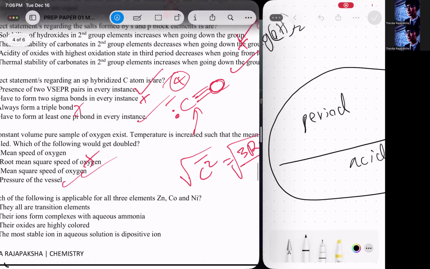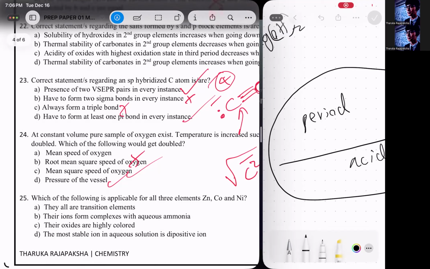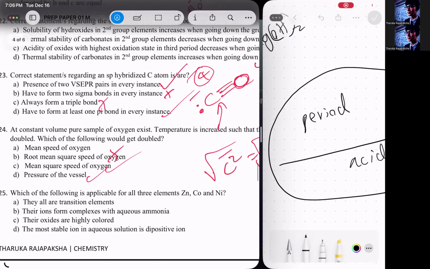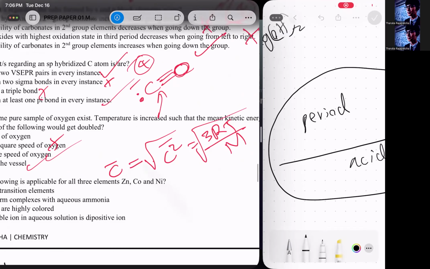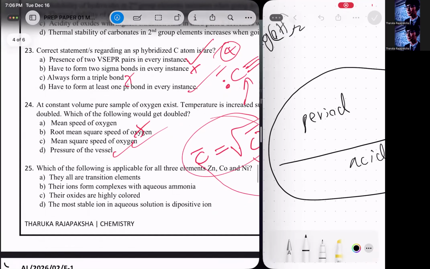That's wrong. First one, mean speed of oxygen. Now, mean speed of oxygen is same like root mean square speed, not mean square speed. Root mean square speed, both are same. So whatever this one is depending on, this one also depends on the same. So we can take this statement as wrong. So answer number 3.